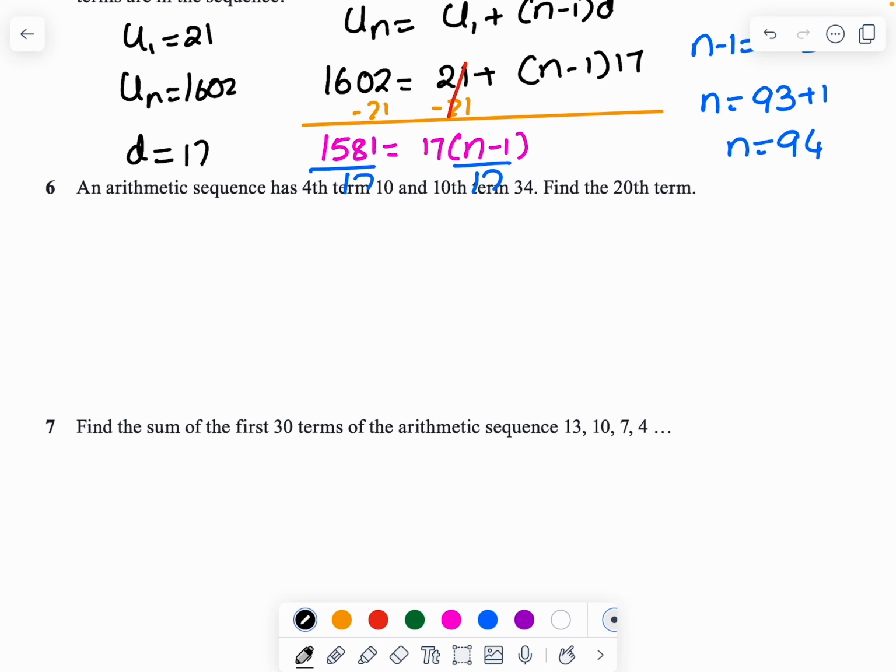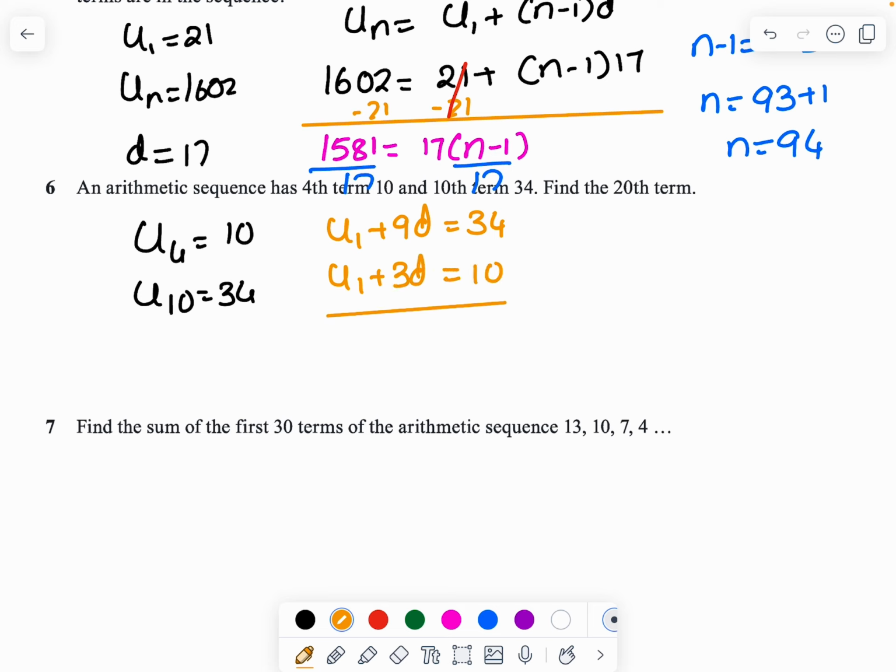Now question number 6. An arithmetic sequence has a fourth term of 10, U4 equals 10, and the 10th term equals 34. Find the 20th term. The 10th term means U1 plus 9d equals 34. The fourth term is U1 plus 3d equals 10. Subtract both. U1 cancels. 6d equals 24. Divide by 6 on both sides. d equals 4.